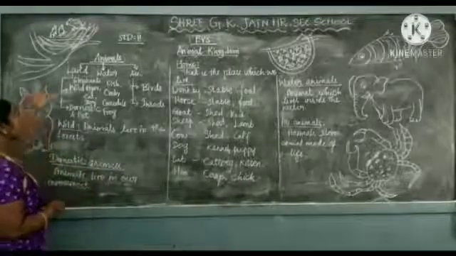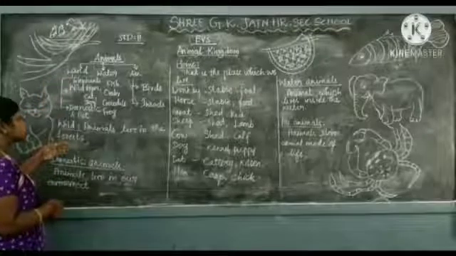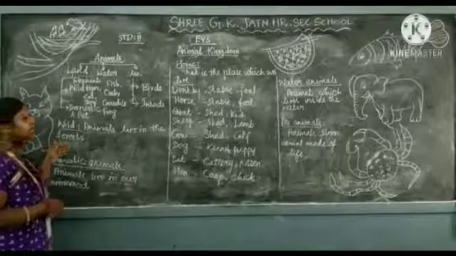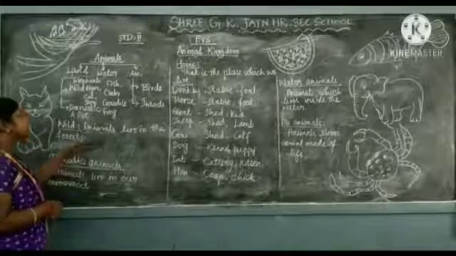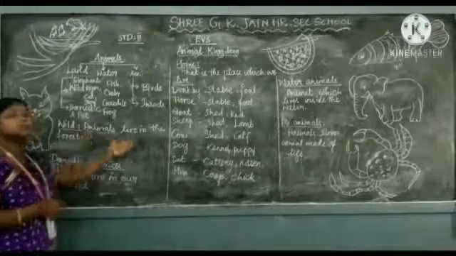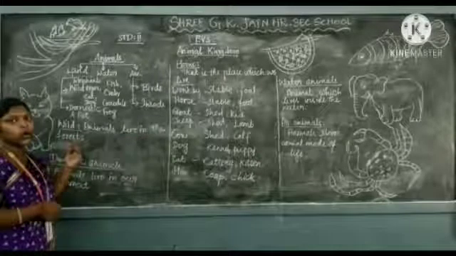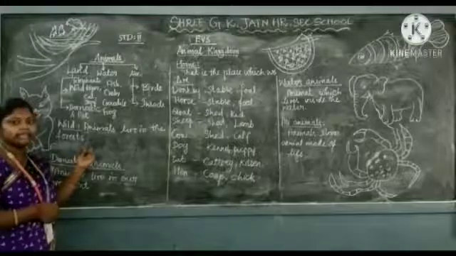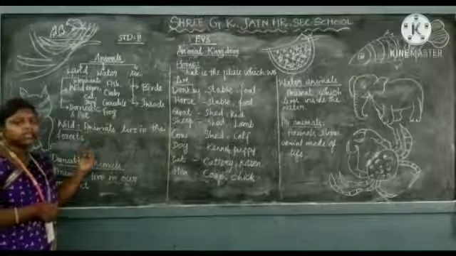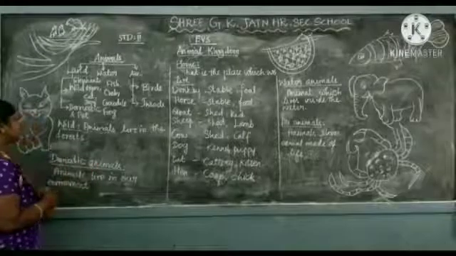Okay. So again, land animals are further classified into 2 types. They are wild animals and domestic animals. Here wild animals, animals which live in the forest or jungle. That animals are called as wild animals. They are dangerous to us. They are harmful to us.